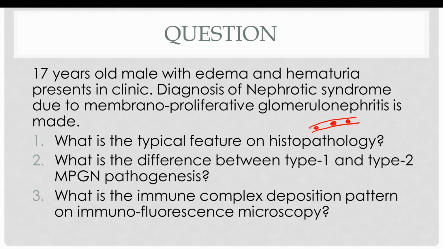So what is the difference between type 1 and type 2 membranoproliferative glomerulonephritis pathogenesis? The main difference is that in type 1 disease, there is IgG or in rare cases IgM antibodies, whereas in type 2 membranoproliferative glomerulonephritis, the disease is driven by the C3 complement. So what is the immune complex deposition pattern on immunofluorescence microscopy? The immune complex deposition is in a granular fashion.